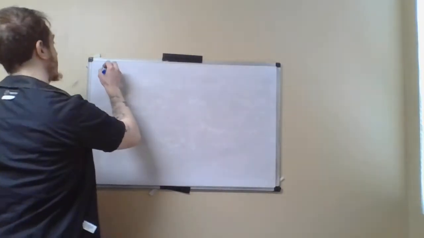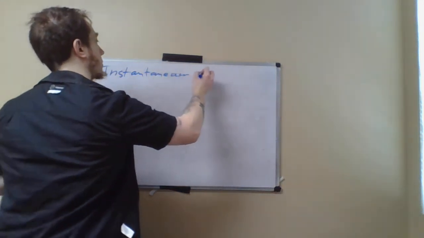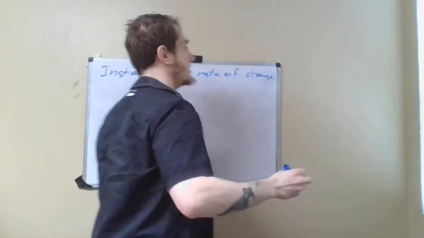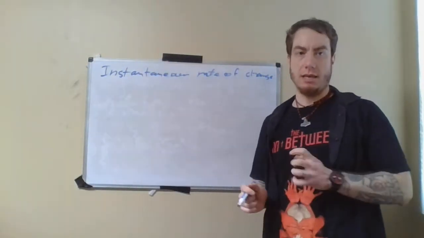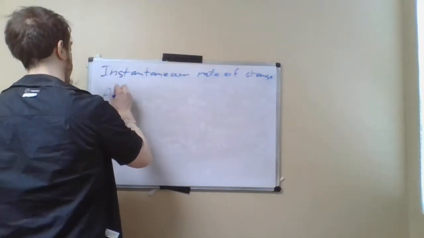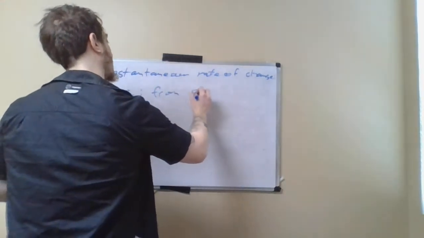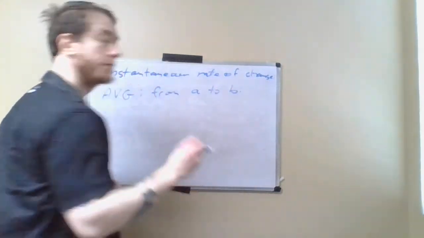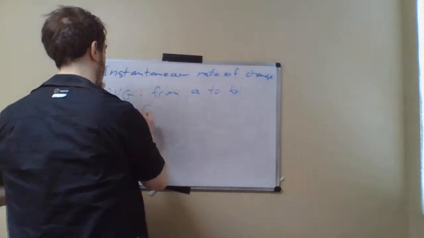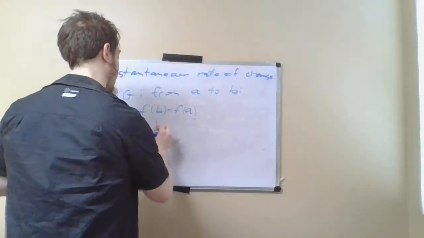We want to talk about the instantaneous rate of change. And the idea behind this is we understand how to find the average rate of change. To find the average from A to B, what do we do? If I have some function f, I use the following formula. I have f of b minus f of a divided by b minus a.